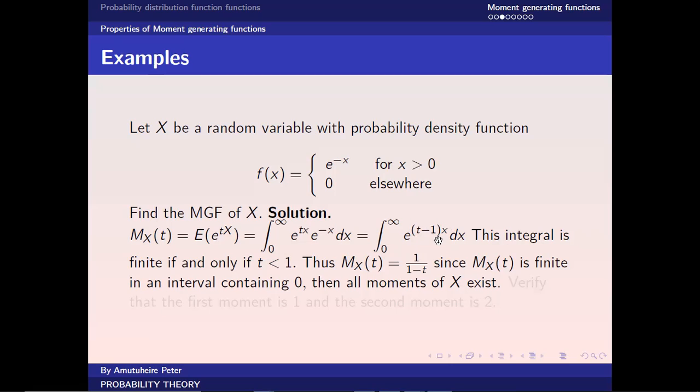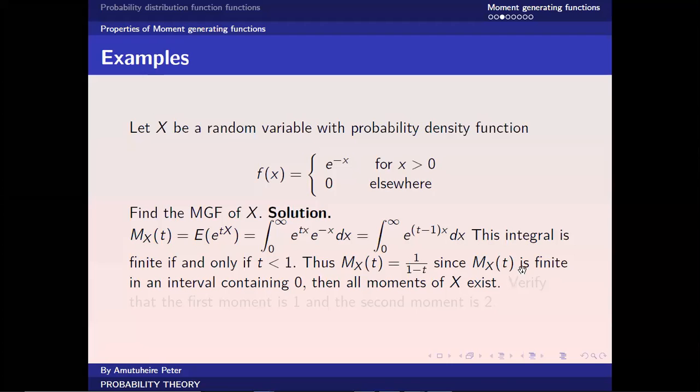This is easy to integrate. You get 1 over t minus 1, then e to the power (t minus 1)x from 0 up to infinity. E to the power infinity is 0, minus e to the power 0, which is 1. So that's how we get the moment generating function as this. There are so many steps we left out here, which you can always get in your free time. So this one gives us the moment generating function.